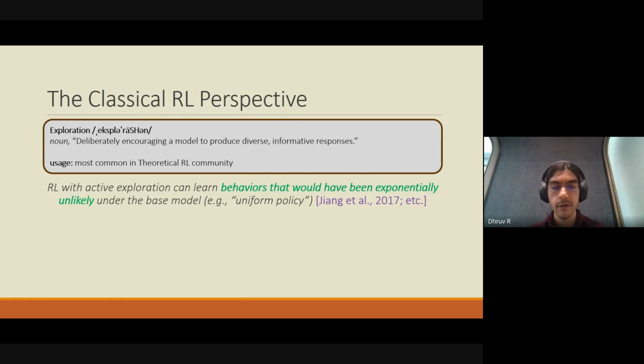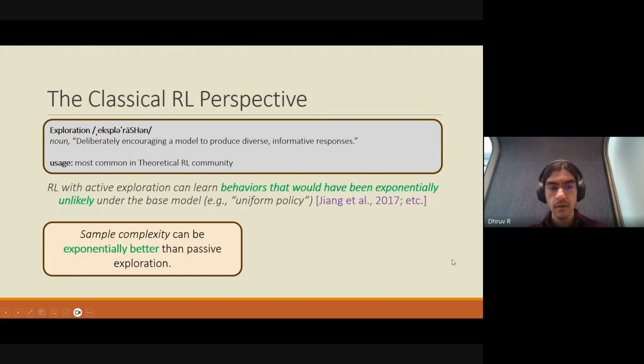So in classical reinforcement learning, there is no base model, but you can think of the base model as sort of the uniform distribution over actions, sort of the uniform prior. And in that case, we know that you can learn behaviors that the uniform policy is exponentially unlikely to perform. So the sample complexity of learning with active exploration can be exponentially better than learning with passive exploration. This is maybe the central theoretical cornerstone of reinforcement learning.